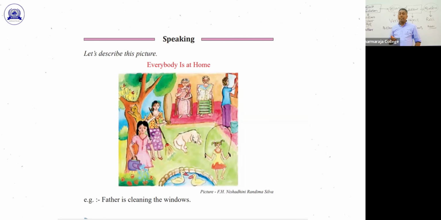We are going to make sentences. Verbs with ing and without ing.